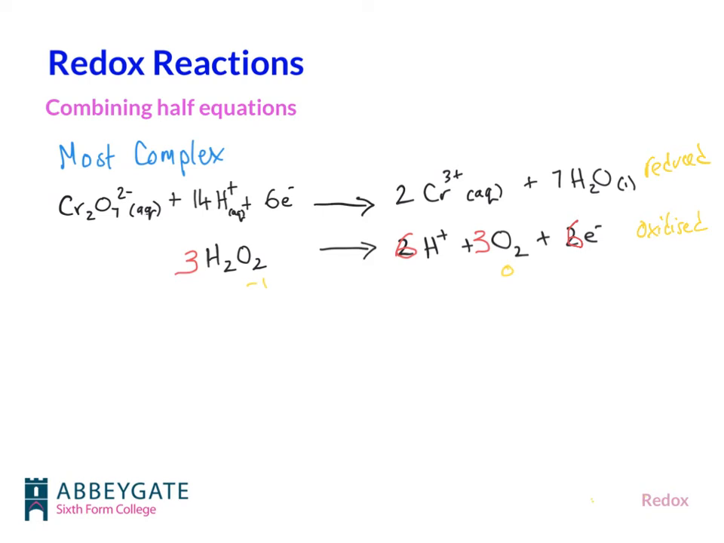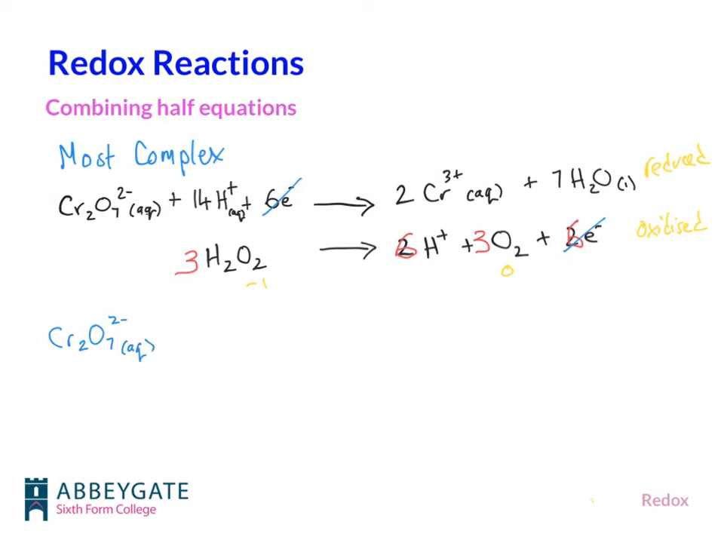So then I need to combine the two reactions together. So I need to go through and cancel out anything that appears on both sides. So if I take another colour, I can see that the 6 electrons are going to cancel. Excellent, I don't have to write those out. So we can start writing the whole thing out. We're going to have Cr2O7 2-, which is aqueous.